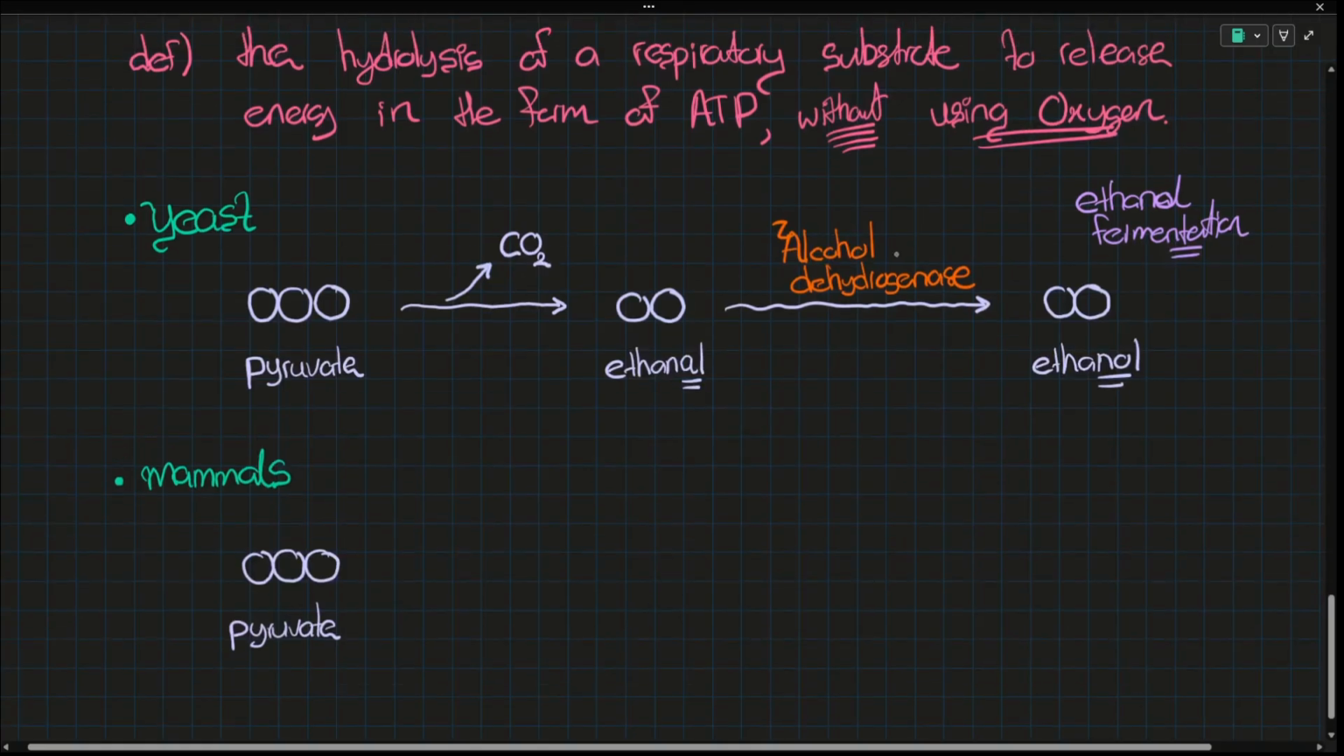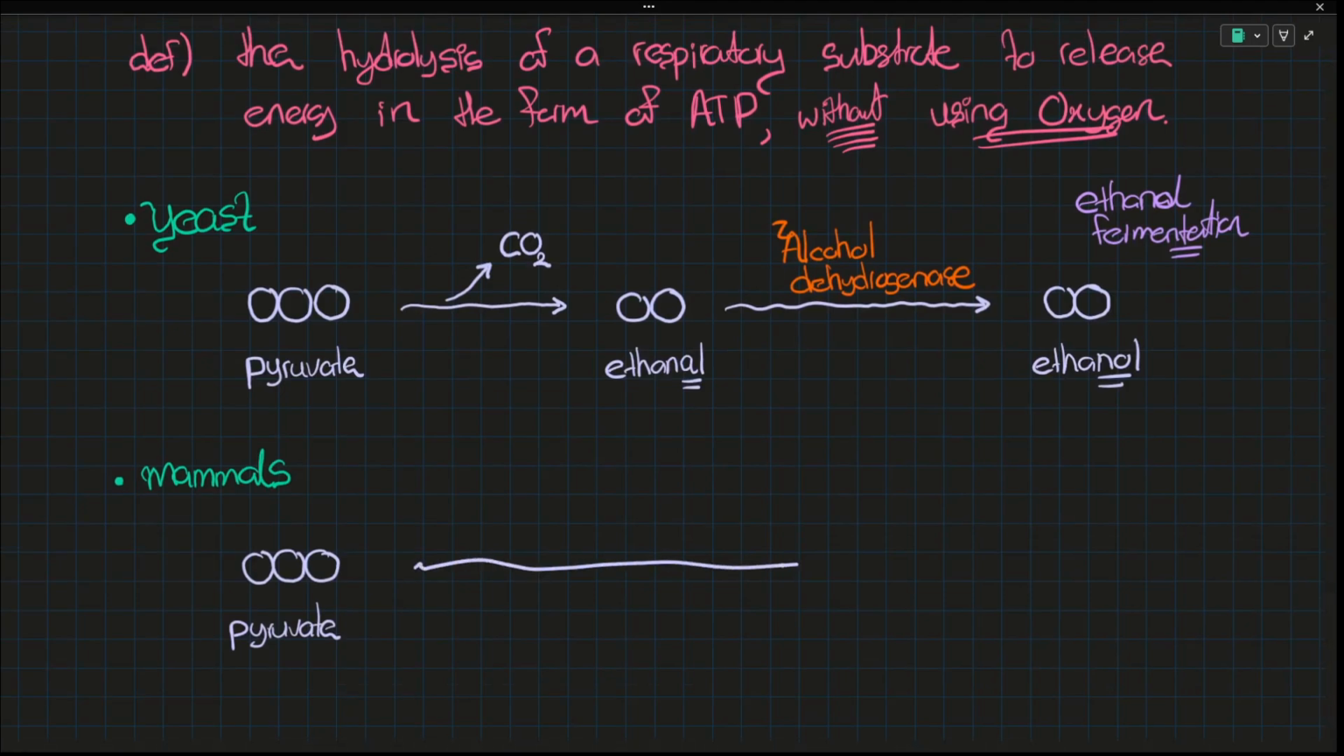What about mammals? Do mammals also have a 2-step process? Do mammals also have alcohol dehydrogenase? Nope, not really. It's a very simple 1-step process when it comes to mammals. When it comes to mammals, we get something known as lactate or lactic acid. This is done by an enzyme known as lactate dehydrogenase.